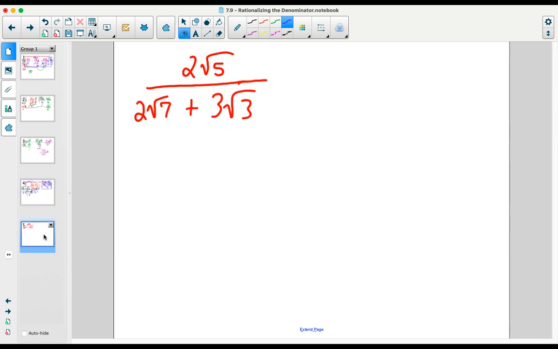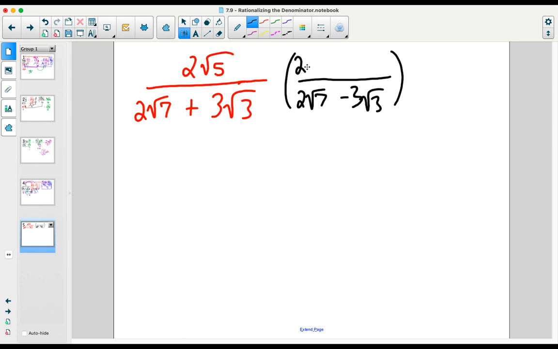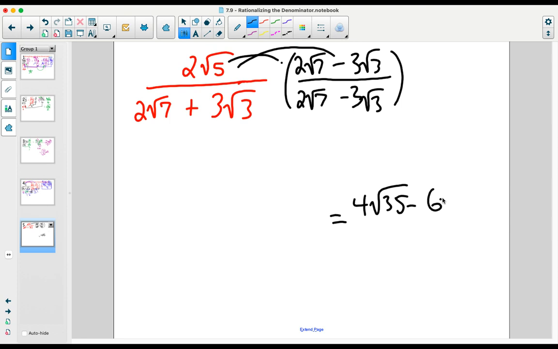Regardless of how complicated the multiplication is, the principle will remain the same. If we have that two-term denominator, we're going to use the conjugate: 2 root 7 minus 3 root 3, and then the same thing in the numerator. Very quickly, let's get the numerator out of the way. 2 root 5 times 2 root 7 will be 4 root 35. 2 root 5 times 3 root 3, 6 root 15. And if necessary, we'll come back to that later.